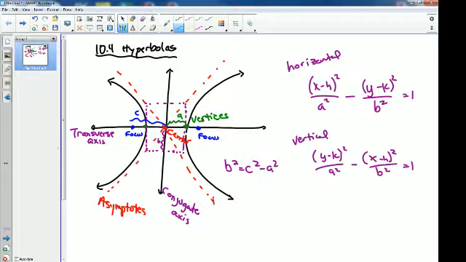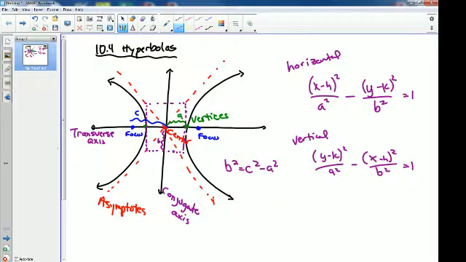You've got to be careful with these, because in an ellipse you can just switch them because it's addition. But here you've got a negative, so the y does have to be first over the a squared if this is a vertical hyperbola. So be careful there with that negative.